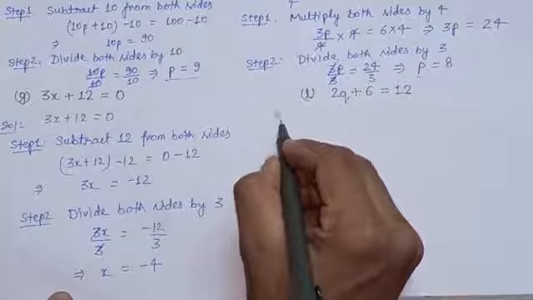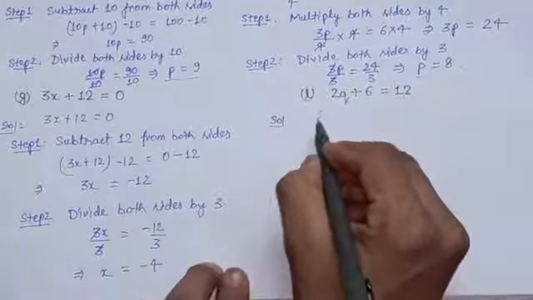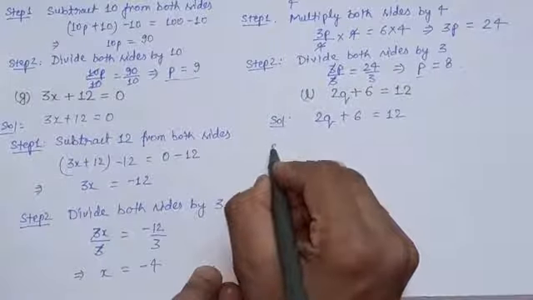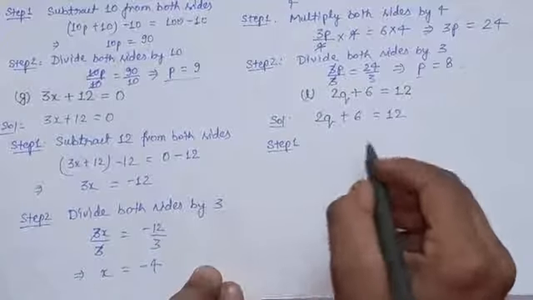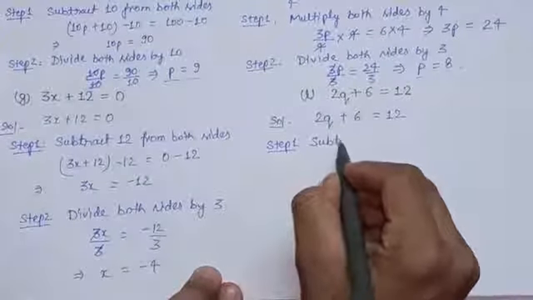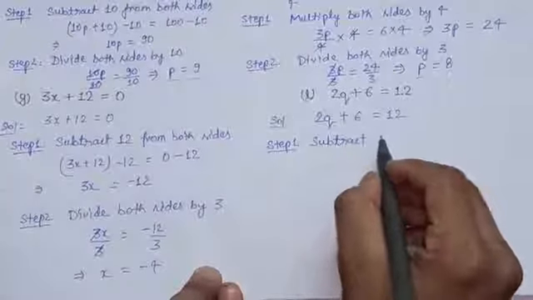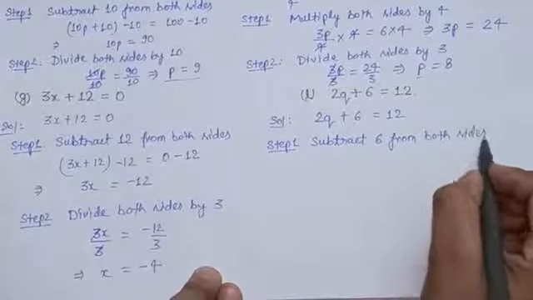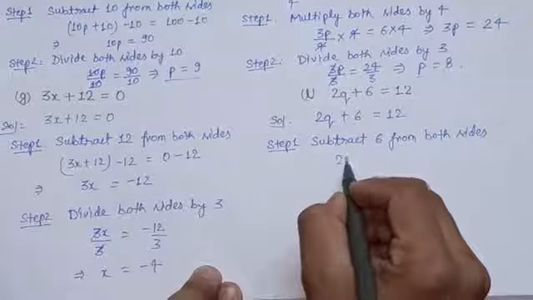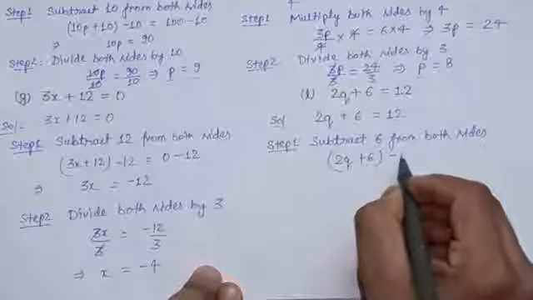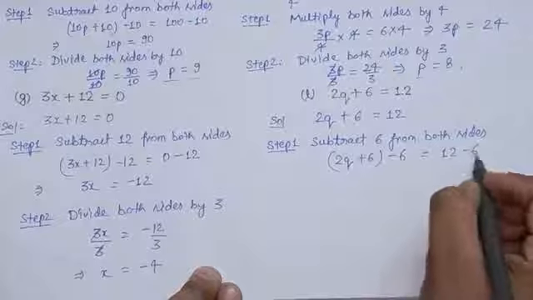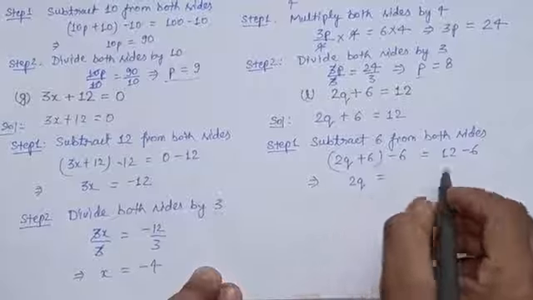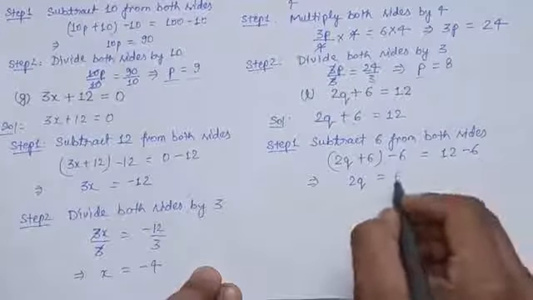Now our last part is that we are given 2q plus 6 equals 12. So what is our step 1? In step 1, subtract 6 from both sides. So what do we obtain? 2q plus 6 minus 6 is equal to 12 minus 6. So here 2q plus 6 minus 6 comes out to be 2q, and on the right hand side 12 minus 6 is 6.